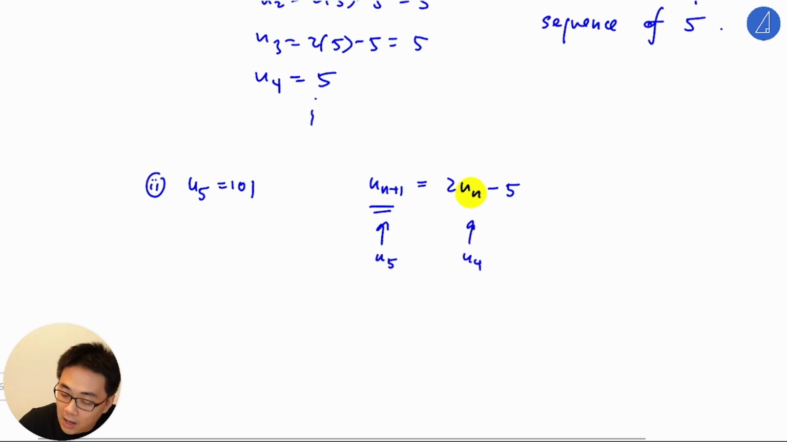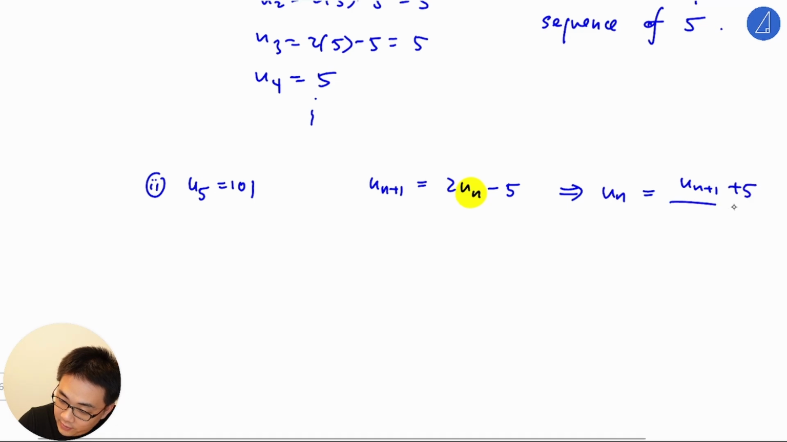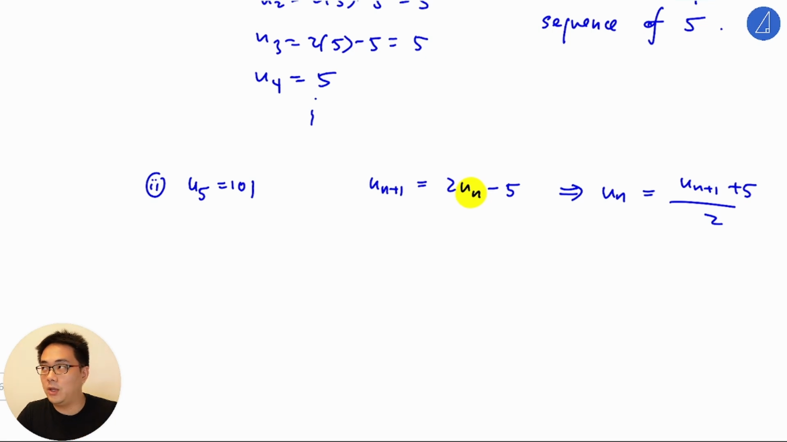You should work backwards. That's the main thing. So now I will suggest you make Un the subject. Un, the previous term, is the next term plus 5 divided by 2. You use this instead. That's why I keep saying if you see Un plus 1, Un, you need to know which is the current term and which is the next term. Just understand the concept there. It's a very simple concept, but it's very hard to apply if you don't understand.